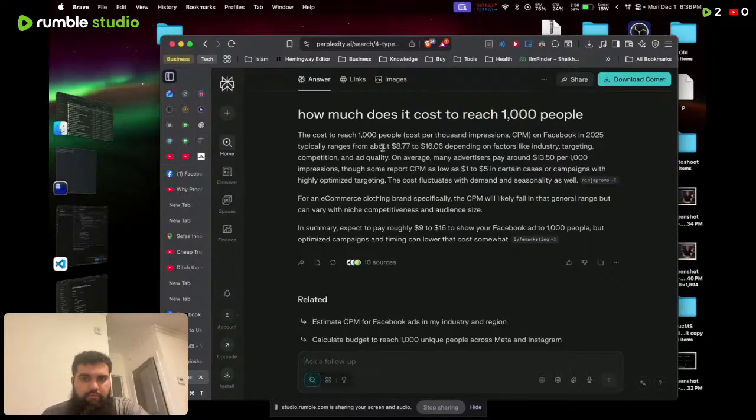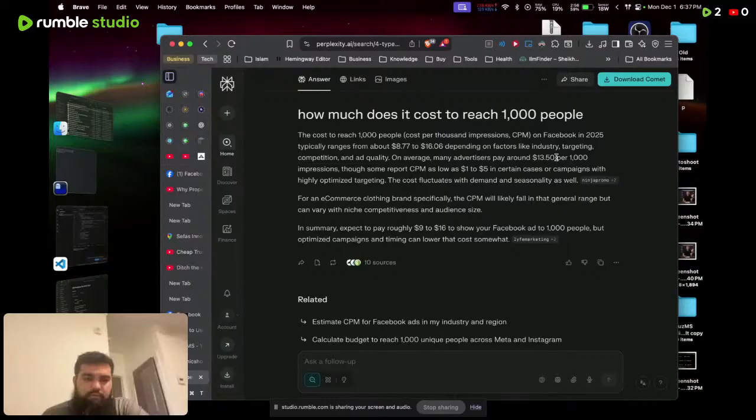Depending on factors like this, on average, paying around $13. Okay, I'll take the average. Okay, I'll put it at $15. I think that would make the mathematics work, basically trying to figure out what I need to do in order to get to my goal.